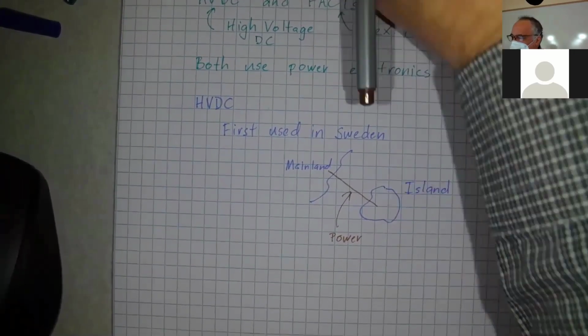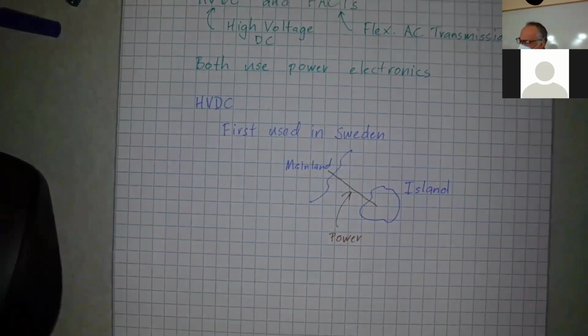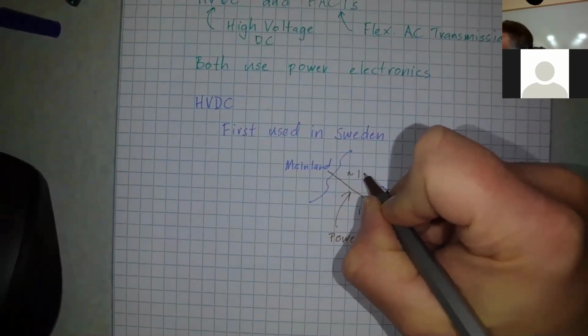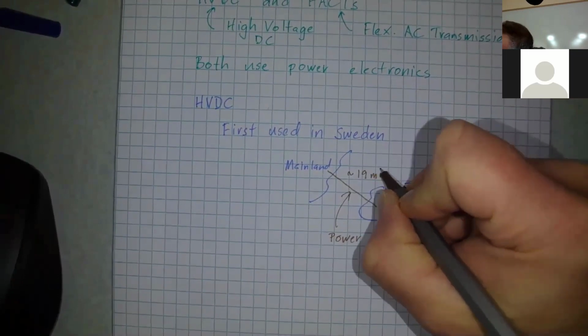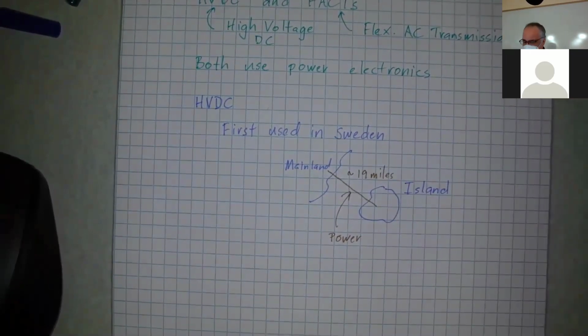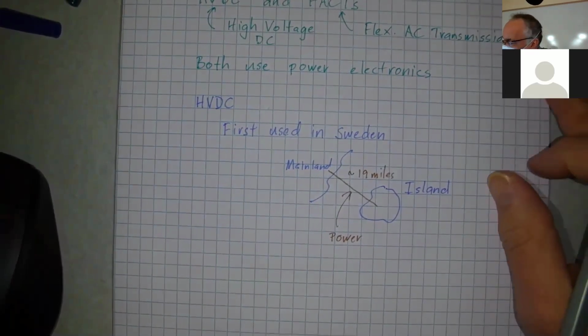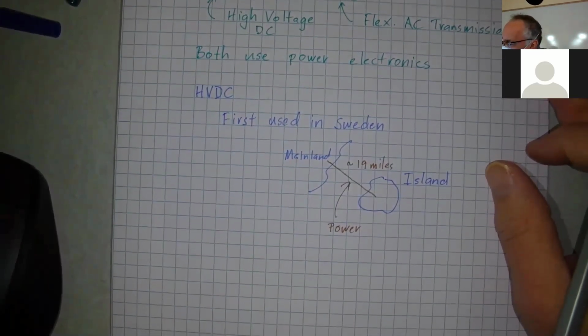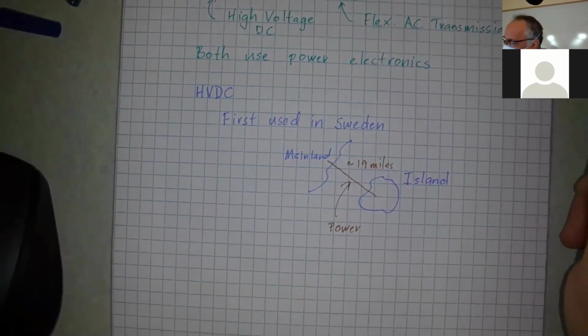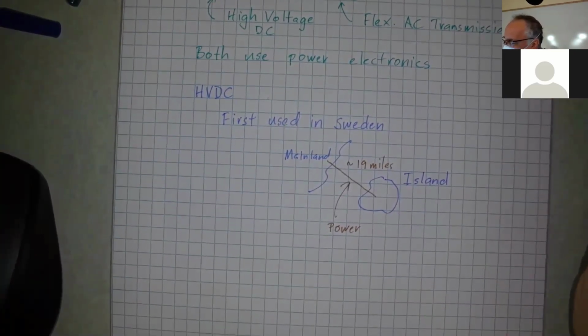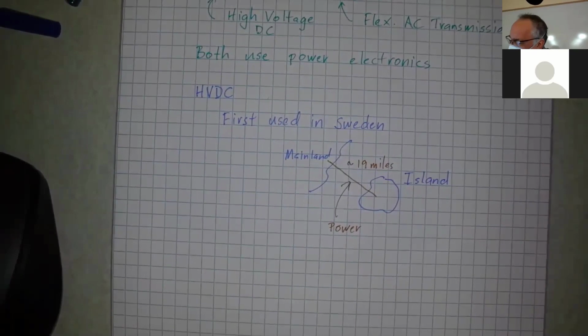Before this, they would have had to use a small generator on the island. I think this is approximately 19 miles. So, the people on the island wanted power, reliable power, and people on the mainland had power, but no way to get out there.